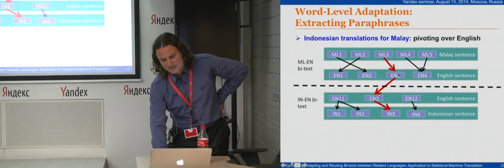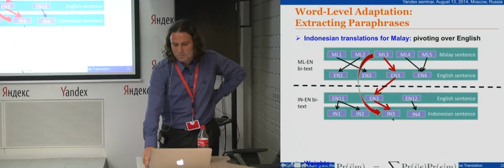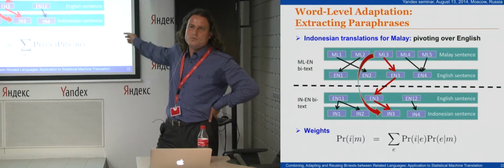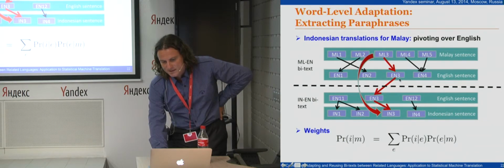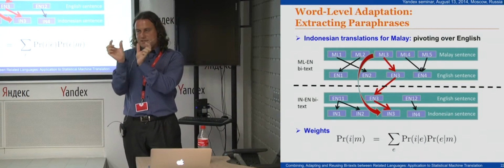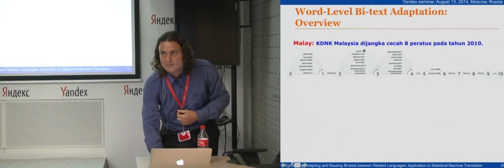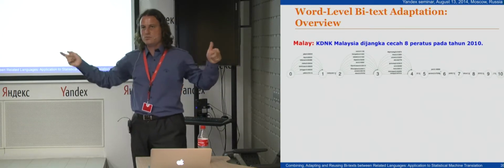And then from here, you can make the connection that maybe this Malay word is translated as this Indonesian word with some probability. How can you calculate this probability under some independence assumptions? You can just do it with this summation. It's the probability, summed over all possible English words, of the Indonesian word given the English word times the English word given the Malay word. And you end up with a list of translation options with some probabilities. And this is what you can put in this lattice. And then you have the language model that tries to get the best path.